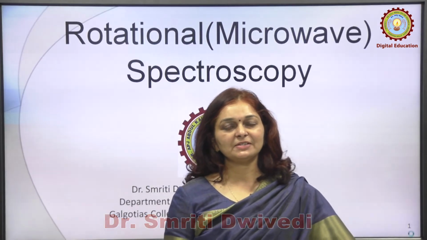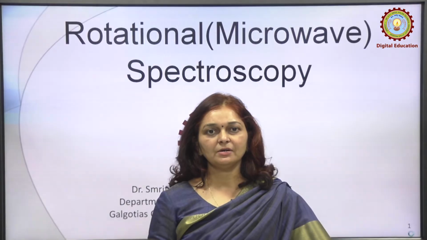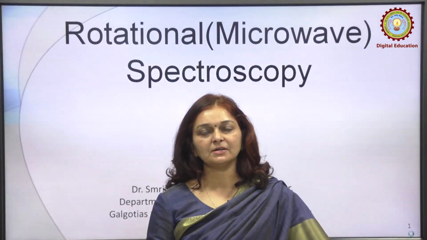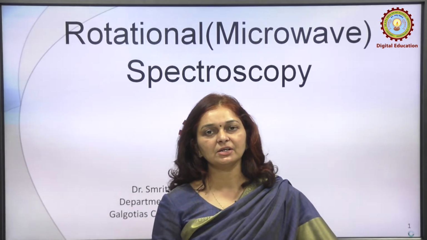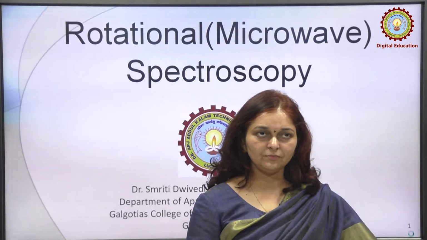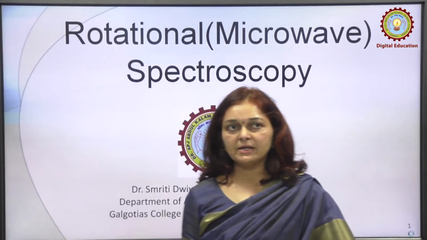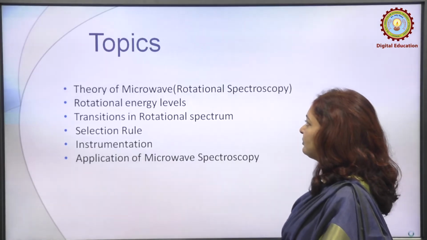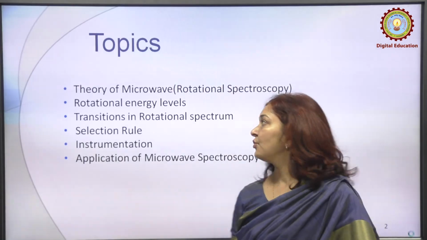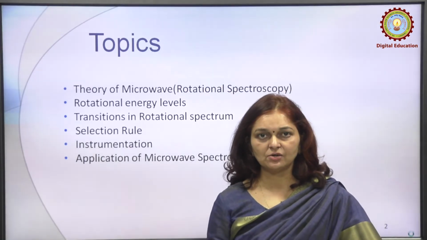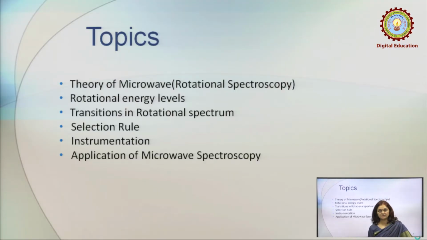In previous lectures, we studied IR spectroscopy and Raman spectroscopy. This is another type of spectroscopy which we are going to study. It's about rotational microwave spectroscopy. In this lecture, we are going to discuss topics like theory of microwave or rotational spectroscopy, rotational energy levels, transition in rotational spectrum. We discuss selection rule of rotational spectroscopy, instrumentation and application part of microwave spectroscopy.